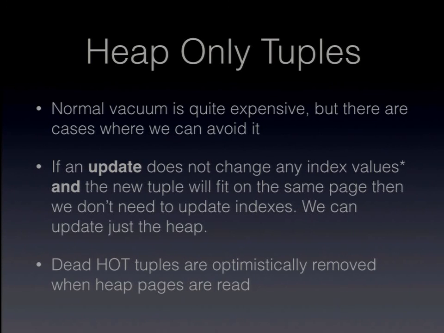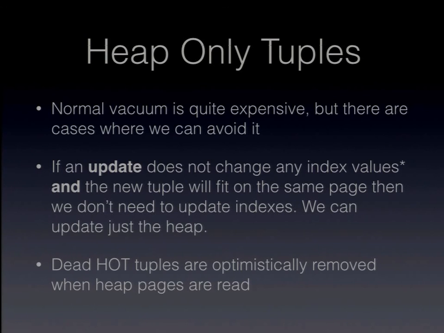Starting in 8.3, we added a new feature called heap-only tuples. So under certain specific conditions, if you update a row, we can actually avoid the need to then come back and vacuum the old row. The way that this works is that if you perform an update and the update does not touch any indexes, it doesn't change any values that are used in any indexes on that table, then we don't need to touch the indexes. We don't need to create a new reference in the index to point at the new row that's being generated by the update.